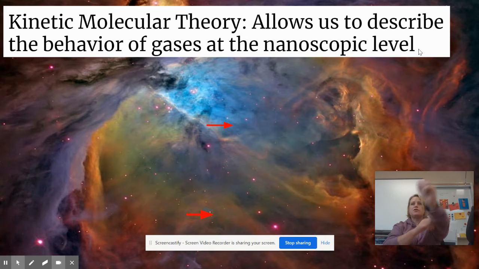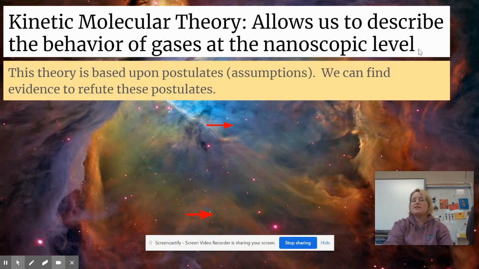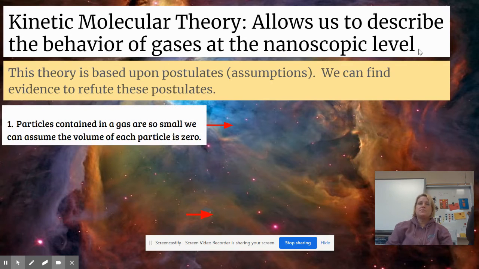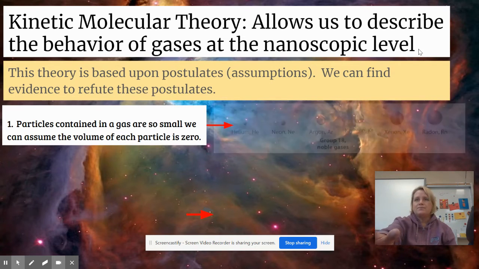So kinetic molecular theory allows us to describe the behavior of gases at the nanoscopic, 1/1000th of a meter, level. It's based on four postulates or assumptions. And as I've already mentioned, we can find evidence to refute all four of those postulates. First one is the postulate that particles contained in a gas are so small we can assume the volume of each particle is zero. Well, here's evidence to refute that right off the bat.